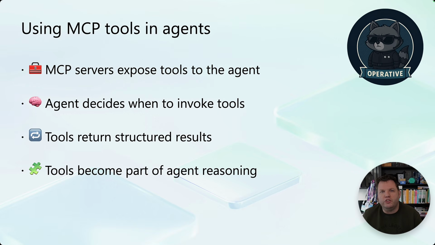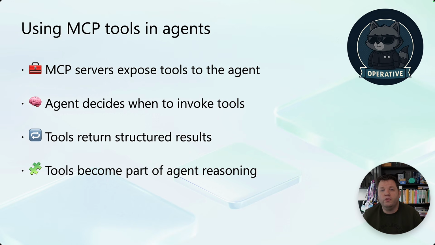Once an MCP server is connected, it exposes tools to the agent. Think of tools as well-defined actions the agent can call, like reading data or performing an operation. The important part is that the agent decides when to use a tool. It reasons over the user request, selects the right MCP tool, and invokes it at runtime.